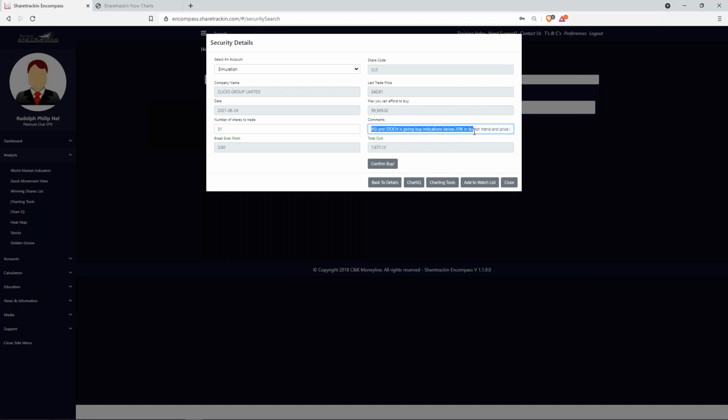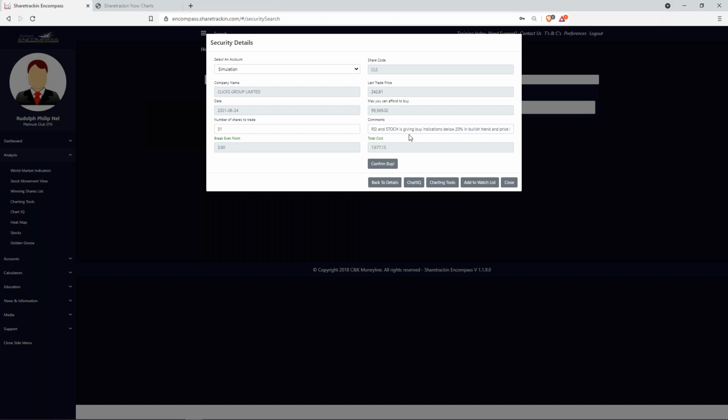All right, so it needs to be a decent comment why you're buying the share. In this case, we said that RSI and stochastic is giving buy indications below 20% in bullish trend, and price is positive for the last 3 days. Okay, so that's more than good enough reason to buy the share. Don't use small reasons like the share is doing good, the share price is going up. You need to use decent comments why you're buying the share.